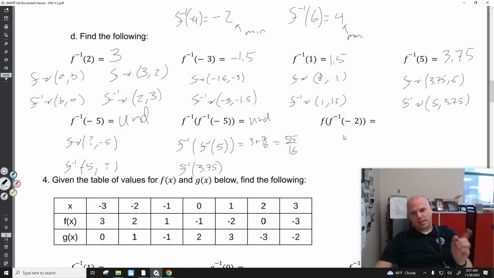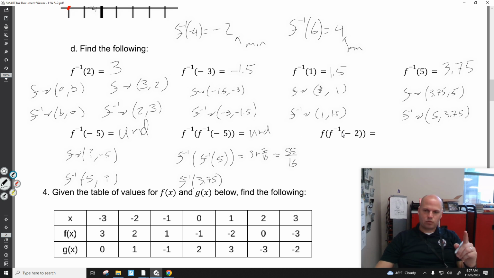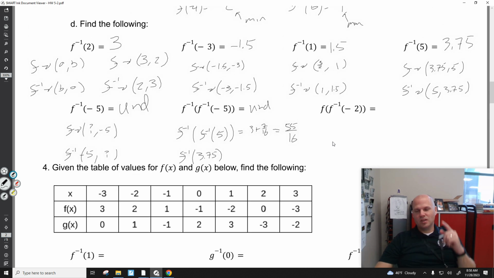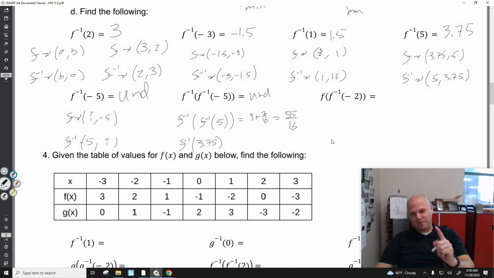Now, this is the last one. I'm glad we're doing this last one. This is a fun last one because, if you're not thinking, you're going to do a lot of work that's unnecessary. F and F inverse are inverses of each other. They're going to undo each other. F inverse of -2 will get you some A value, and then F of A is going to get you that B value that you started with. The F and the F inverse are going to go away. I know the answer is -2.